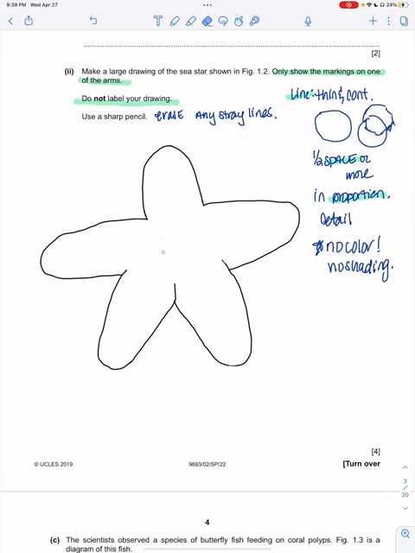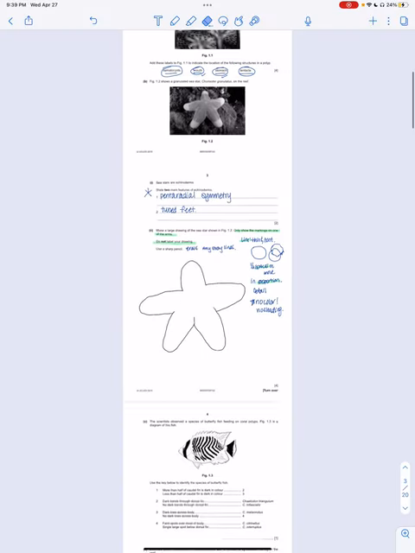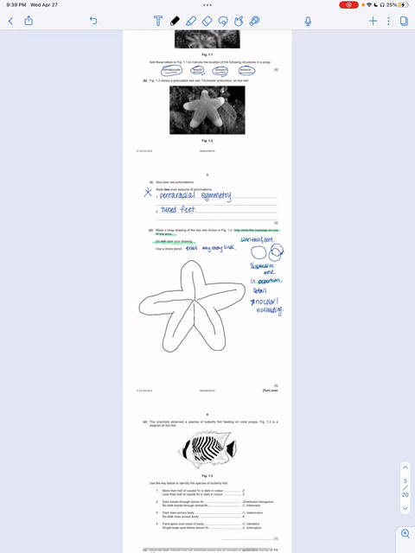I don't think, as long as everything else was correct, they would take marks off for showing that shape in the middle. I don't recommend it though, because it is not the correct technique. I don't recommend it.